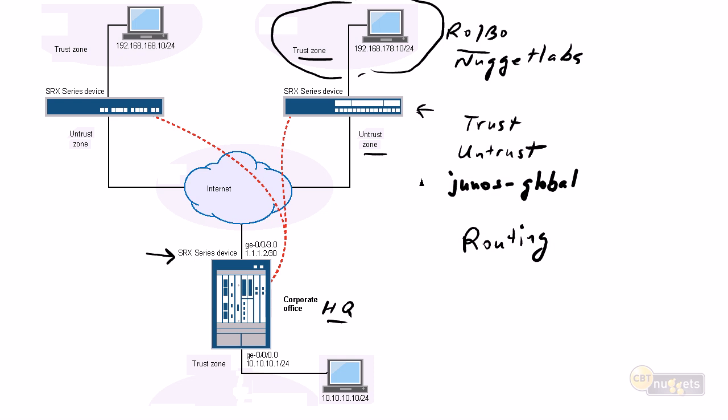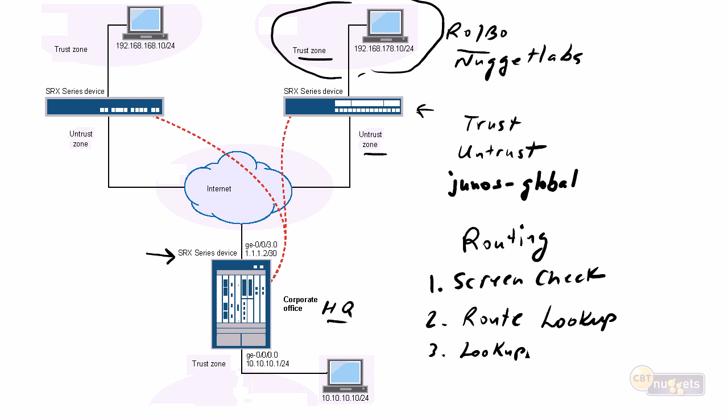It has to do a route lookup to figure out the destination zone context before it can apply the correct policy. As a matter of fact, before our SRX can do a security policy evaluation for any traffic flow or a session, for example, it has to do 3 things, and this is important for the exam. One is a screen check. We'll talk more about that later. The second is a route lookup. And the third is a route lookup to determine the destination security zone.